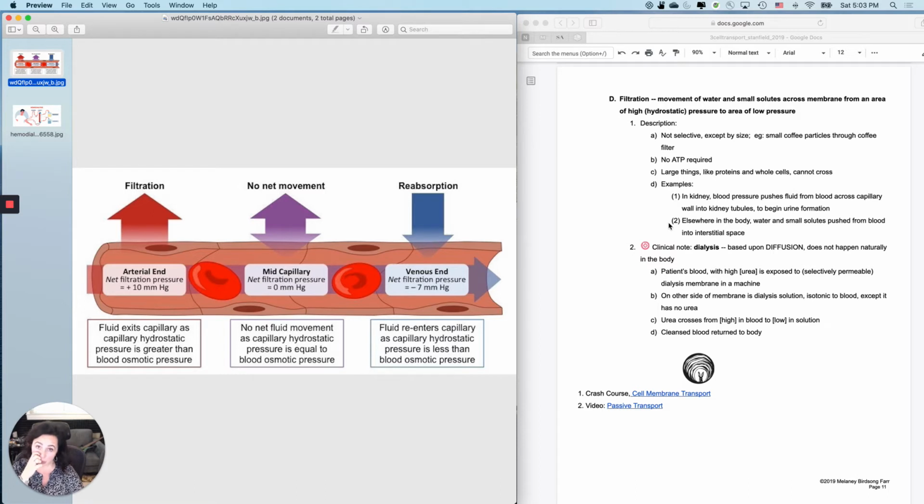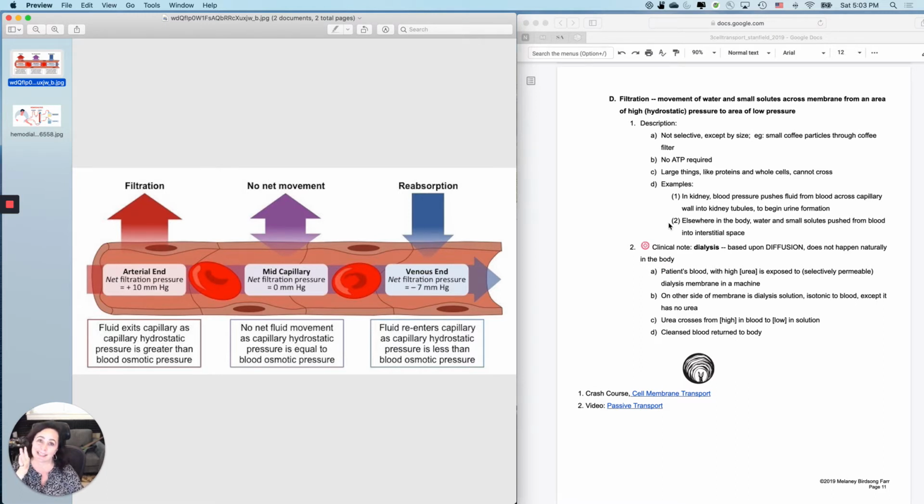No ATP is required at the site of transport. You may have used ATP before to create the pressure gradient. Big things shouldn't go through. So if I put a golf ball in the coffee filter, it shouldn't go through. But if the pressure is high enough, you can get the golf ball through, but it's going to destroy the membrane. This is one of the reasons that hypertension can be really damaging to capillaries, like the capillaries in your eye and your kidneys. So examples: every capillary in the body, like I said, does filtration.